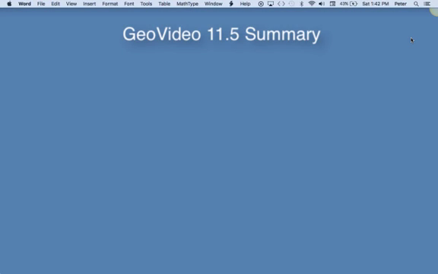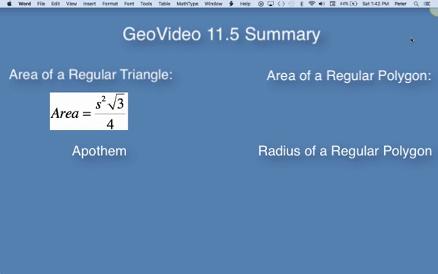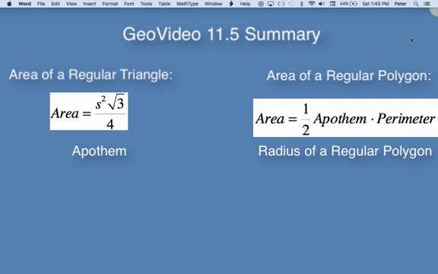Okay, in this video, we discussed two new formulas for the areas of a regular triangle and a regular polygon. We introduced some new vocabulary, apothem and a radius of a regular polygon, and we looked at some of the properties of those. So let's review those quickly. You'll recall that the area of a regular triangle is side squared √3 over 4. Also, we know that the area of a regular polygon is going to be 1/2 the apothem times the perimeter.